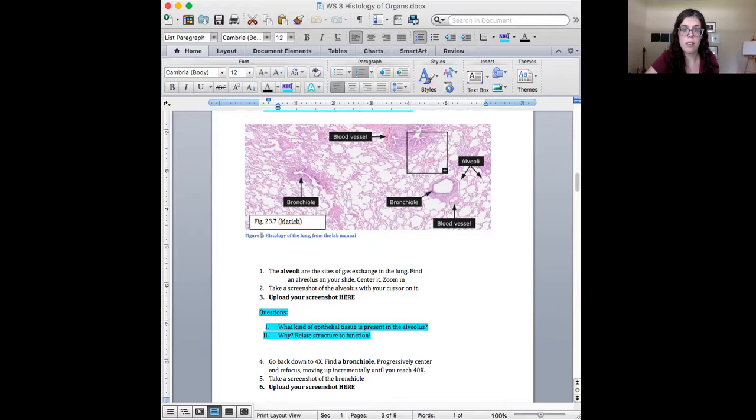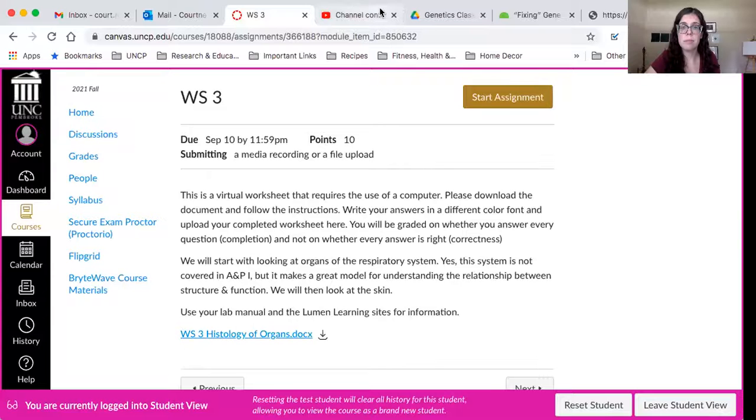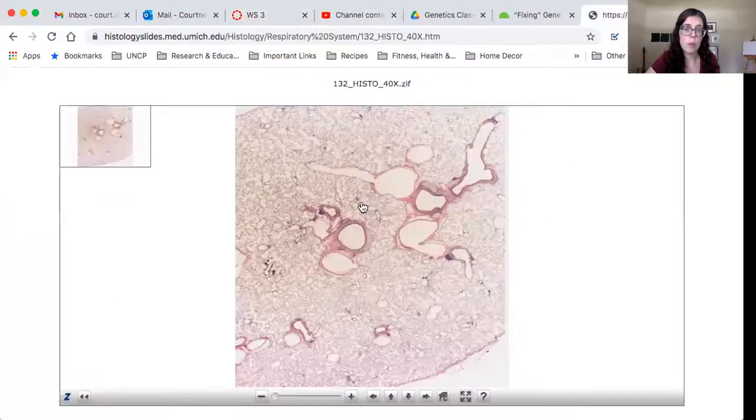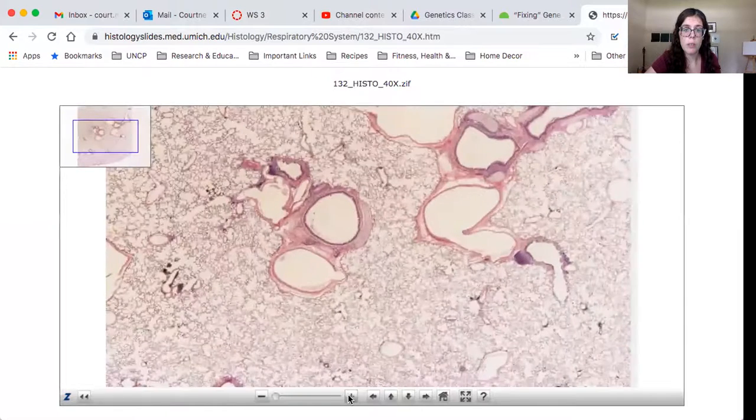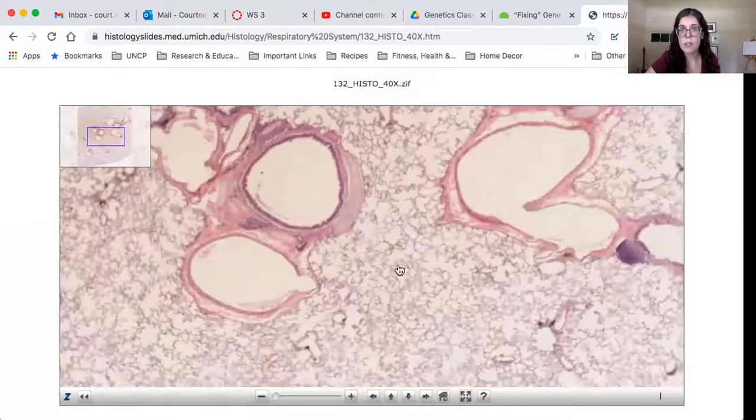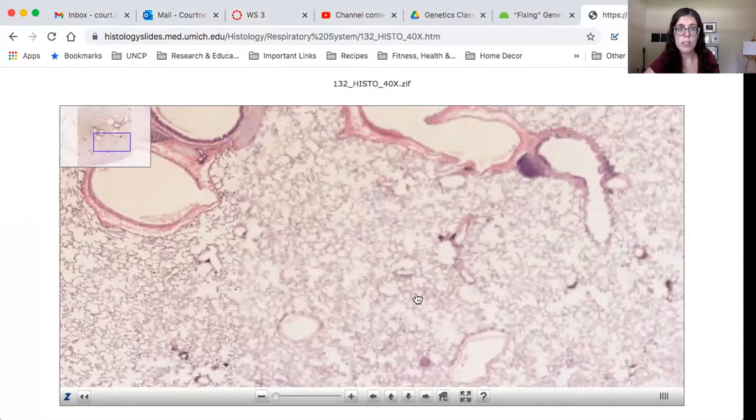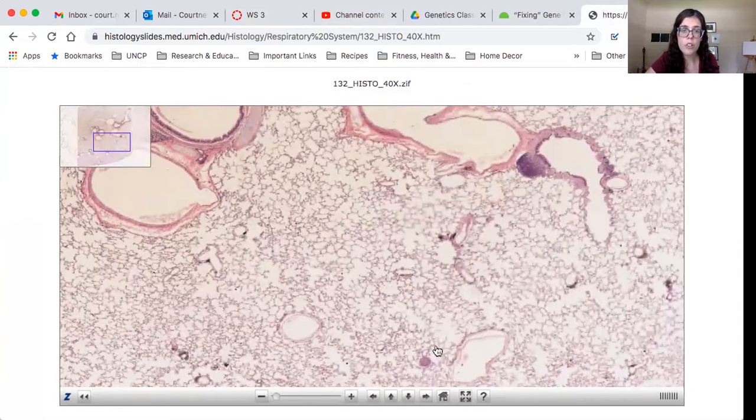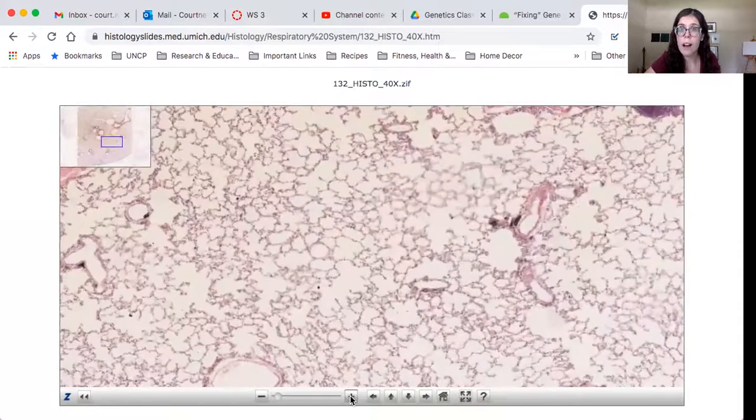Okay, let's switch back. Let's go to that website. So this is the website. We're going to zoom in. My computer is slow. It's okay. Yours might be too. So the alveoli are these structures here. So let's zoom in until we can see what those cells look like.